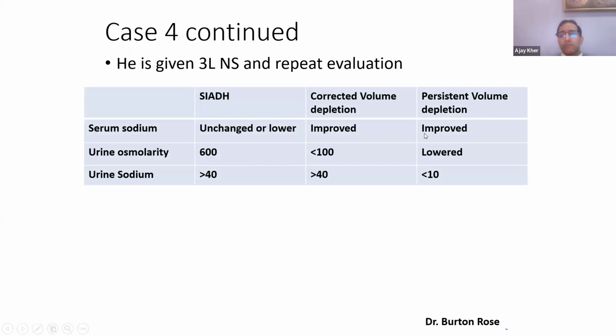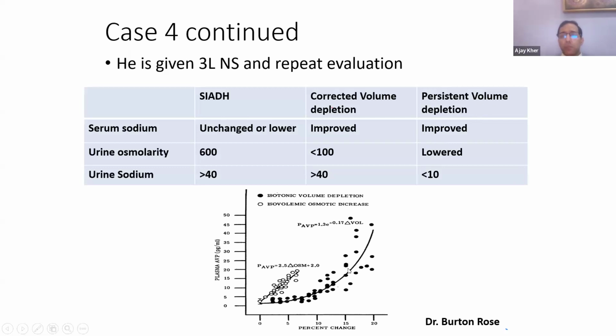So serum sodium would have improved, the urine osmolarity will lower, and the urine sodium will be less than 10. The reason is that the ADH would come down on the axis. As you lower the volume depletion, the ADH levels will come down. The serum sodium will improve because the ADH levels come down, and the urine sodium will remain less than 10 till we have completely corrected the volume, which is the middle column.